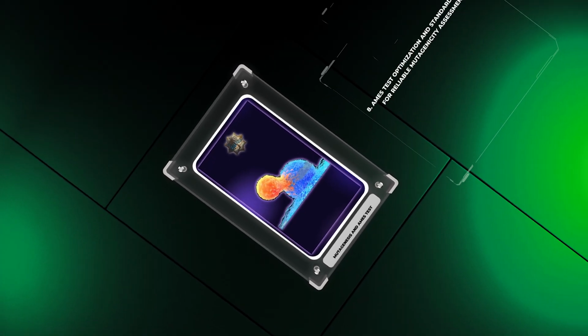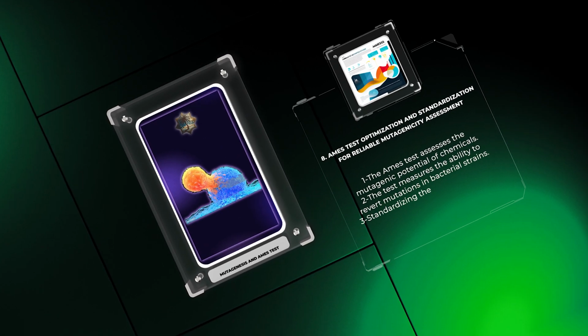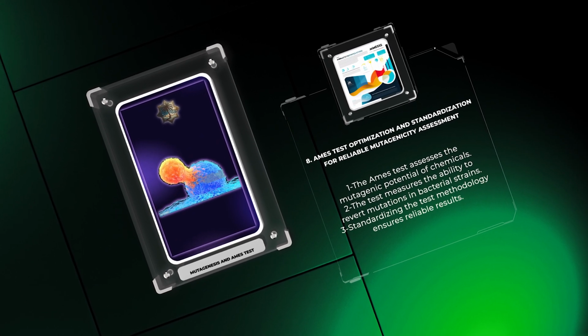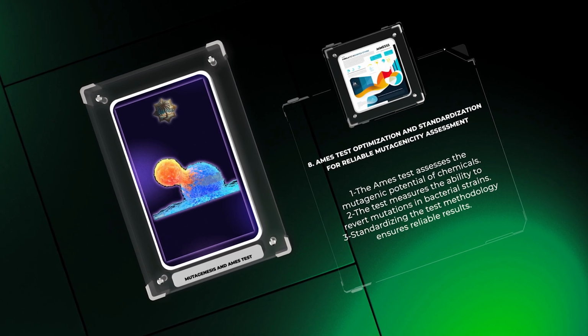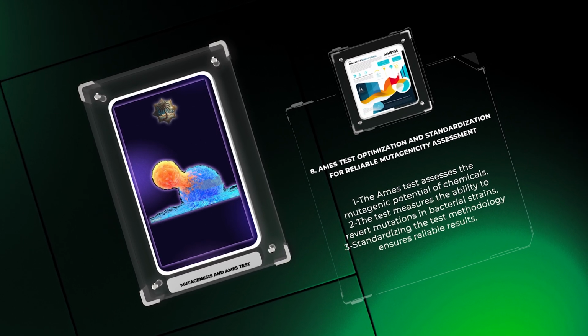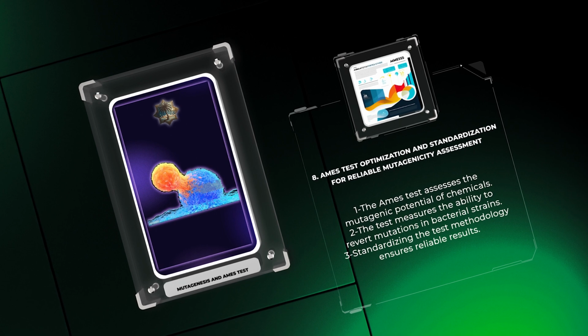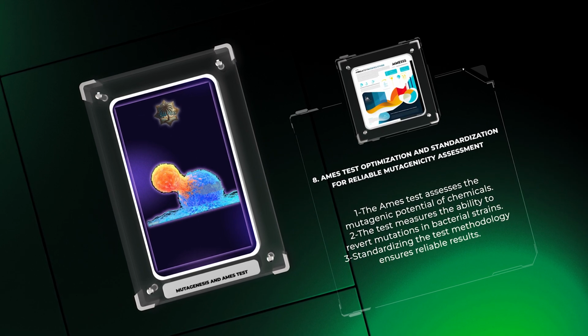The Ames test is used to assess the mutagenic potential of chemicals. It measures the ability of a chemical or drug to revert mutations in bacterial strains, indicating potential DNA mutagenesis. Standardizing the test methodology ensures reliable results.